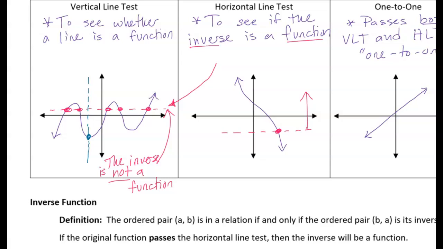If you look at that cubic function, doesn't that pass both the vertical and the horizontal? Yeah. Radical functions. Exactly. So radical functions would be considered one-to-one.